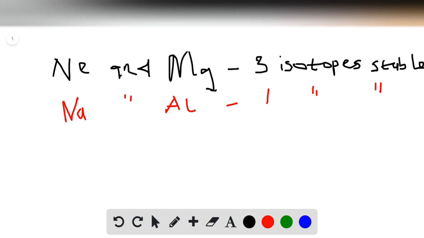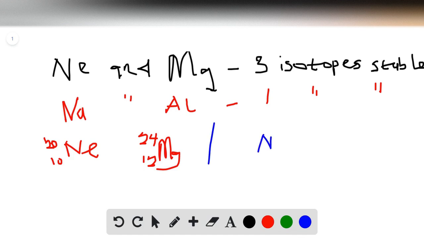protons and neutrons in this element. So when you look at that of neon and then magnesium, neon has a proton number of 10 and then a mass number of 20. And magnesium also has a proton number of 12 and then a mass number of 24. Okay, so now sodium has a proton number of 11 and then a mass number of 23. And then aluminium has a mass number of 27 and then a proton number of 13.